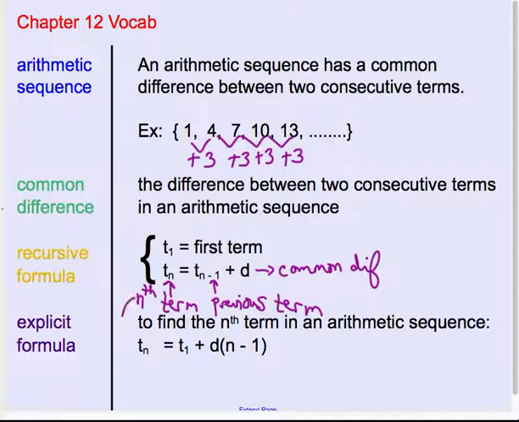So t sub n, again, is our nth term. T sub 1 is the first term. D is our common difference. And then n is the number of the term that you're looking for.